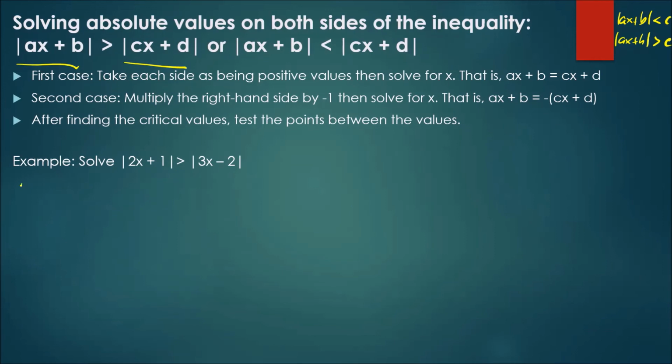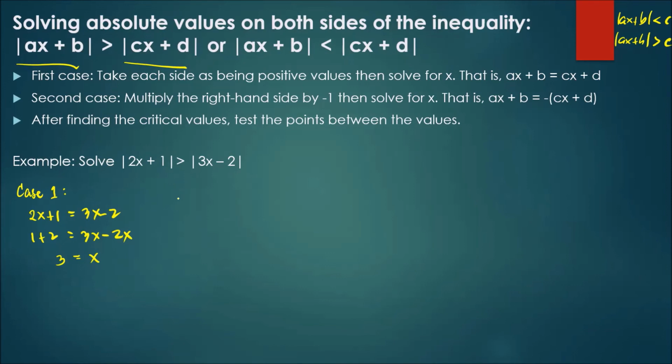So let us have the first case. So the first case is we equate them, right? So we have 2x plus 1 is equal to 3x minus 2. Then we solve for x, so we have 3x minus 2x is equal to 1 plus 2. So 3x minus 2x is x, and 1 plus 2 is equal to 3.